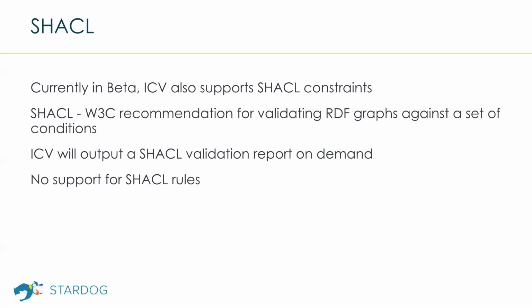Again, it's a W3C recommendation at this point, but it's a way to validate RDF graphs against a set of conditions. On demand, ICV can put out a SHACL report. And again, that's sort of constantly in flux as the beta goes on. We do have a couple of users using it in earnest, reporting back to us. There is a piece of it called SHACL Rules, which is not part of the W3C recommendation. I think it's just a proposed thing at this point, so we do not currently have any support for that.